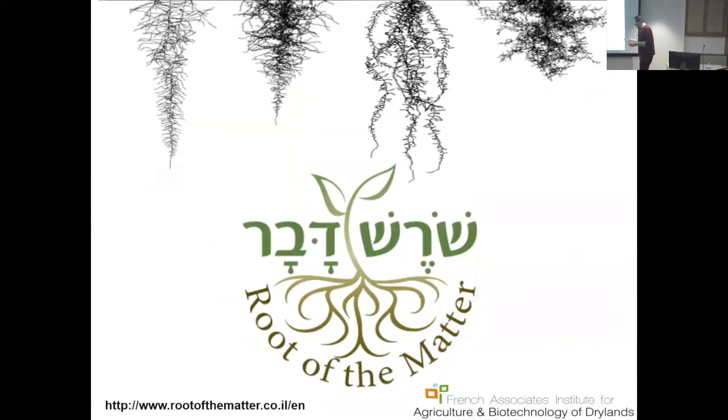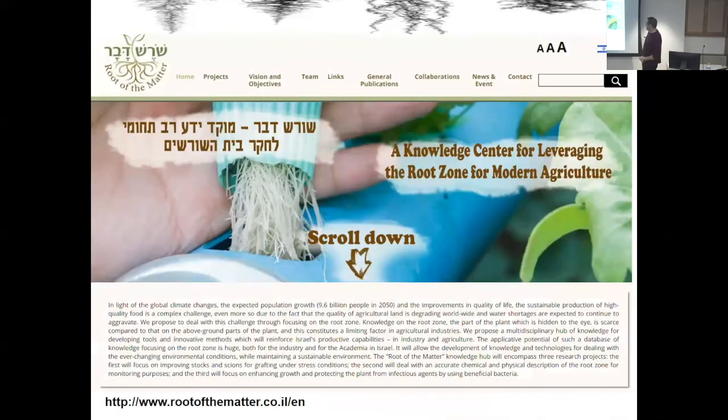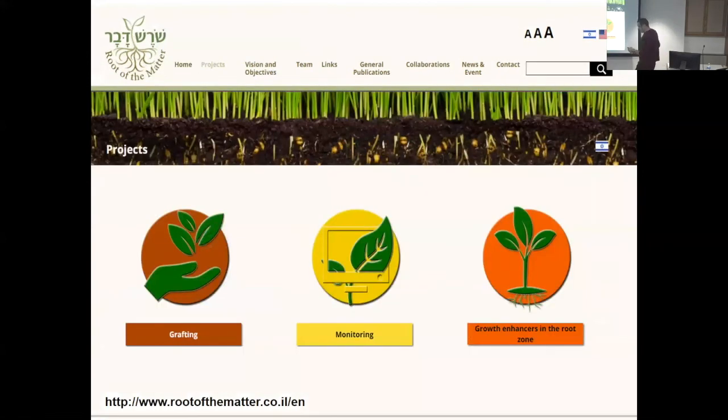Now, because of all these root things, we have developed what we call Root of the Matter, which I'm directing. It's sponsored for $7 million, and this is the base money. We have 20 PIs in our Root of the Matter. We are collaborating with different companies that add some more funds. We have this website. You go to Root of the Matter, you see a dentist and another dentist, and then you'll see us. And then we have 3 projects within our Root of the Matter.